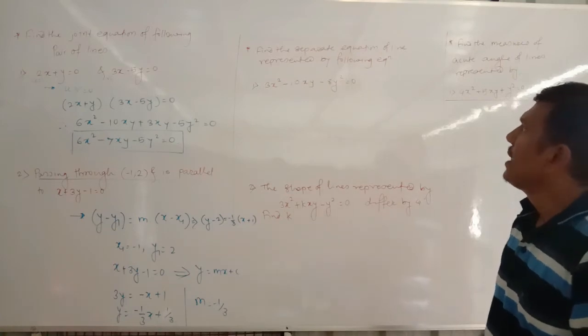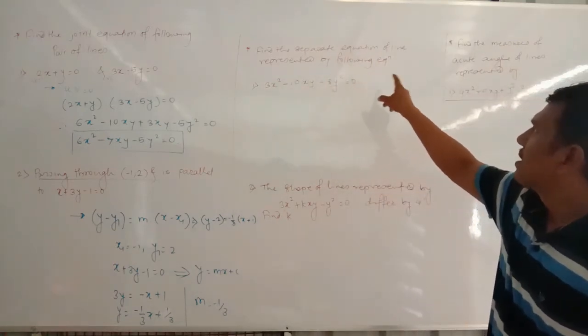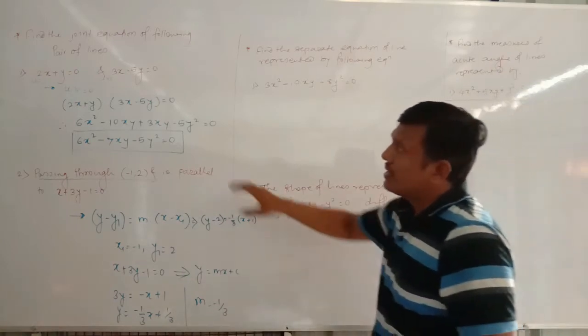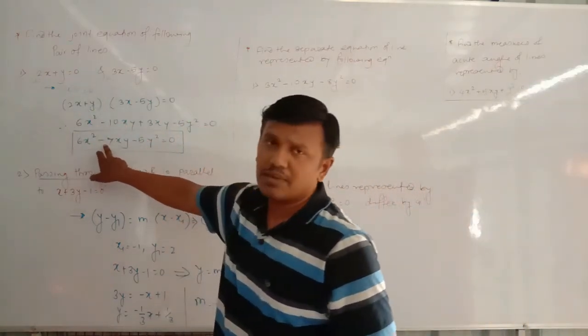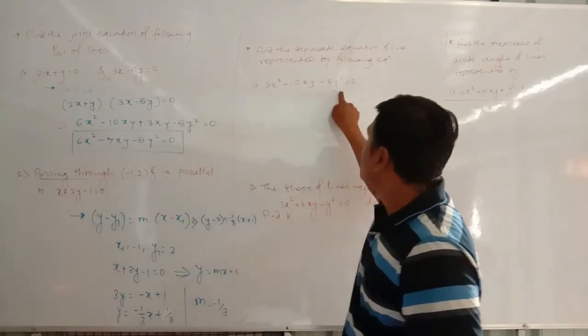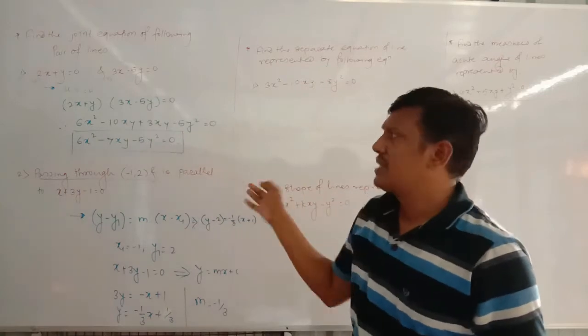The next one is: find the separate equations of the lines represented by the following equation. In the earlier condition, two separate equations were given and we found the joint or combined equation. Now the combined equation is given and we have to find the separate equations. So this is the vice versa problem.